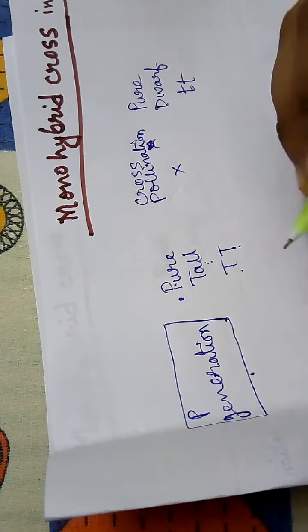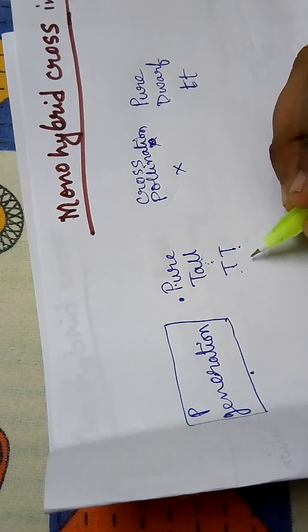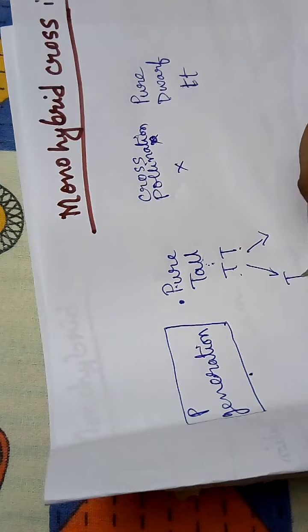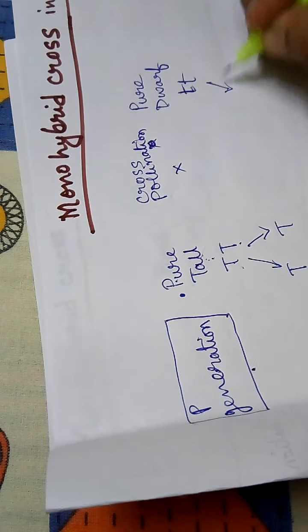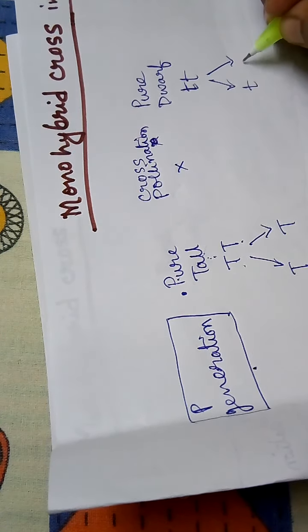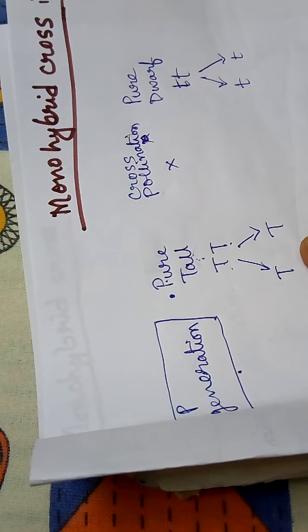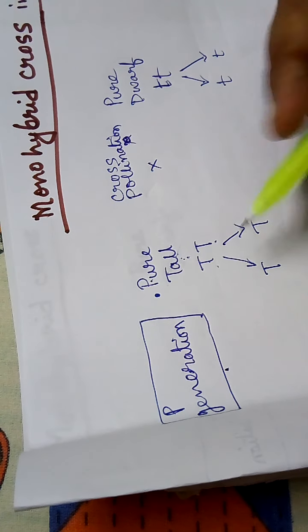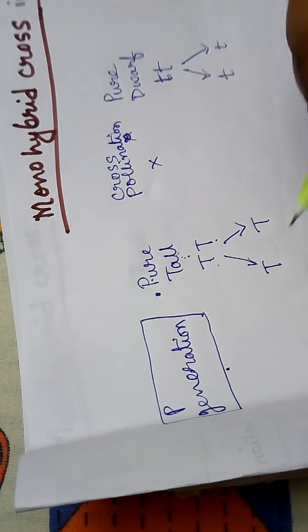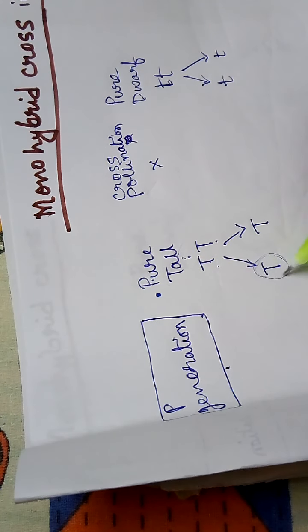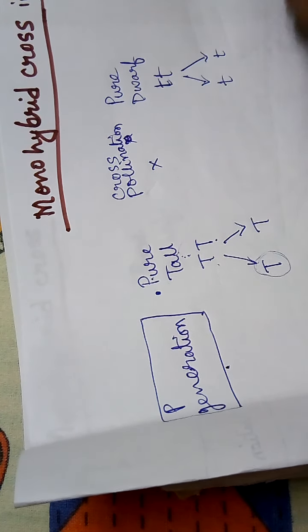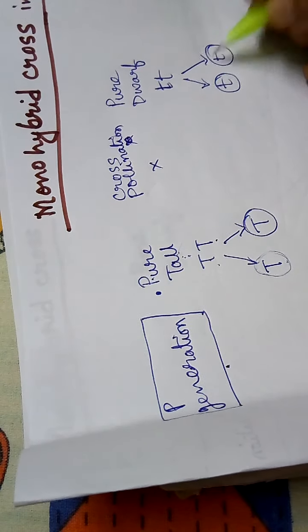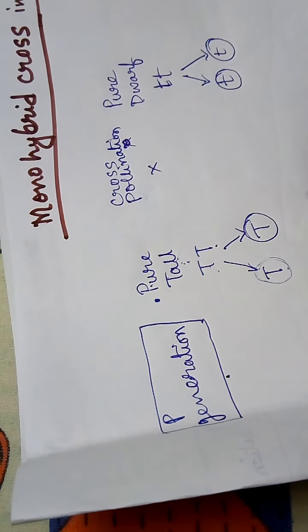after the cross pollination, the fertilization takes place. During fertilization, gamete formation takes place first. Here capital T, small t. The parental organisms are diploid, so after the gamete formation, haploid gametes are produced from the diploid parent. So capital T and small t, these are haploid gametes.